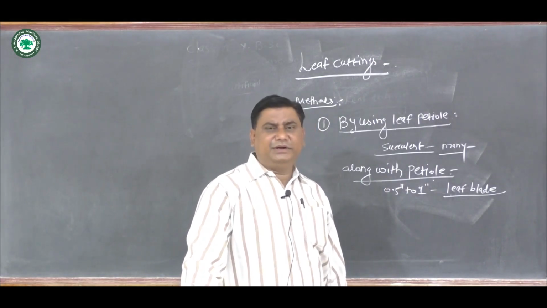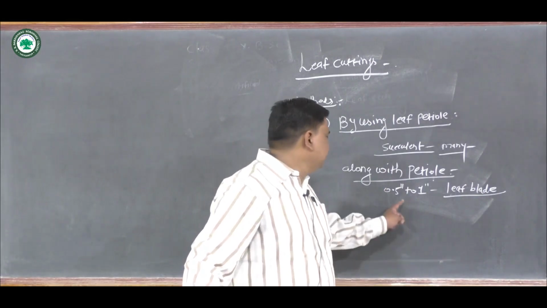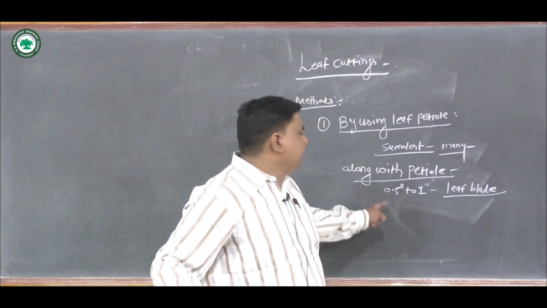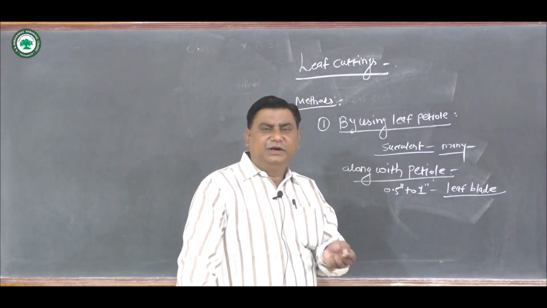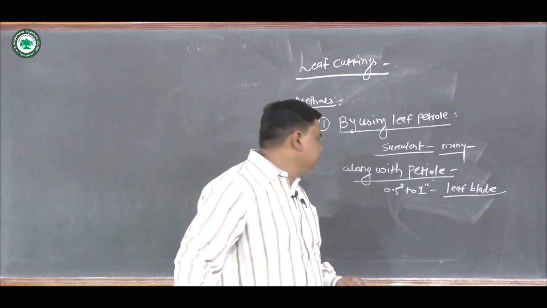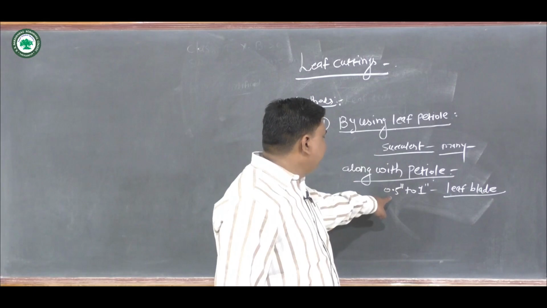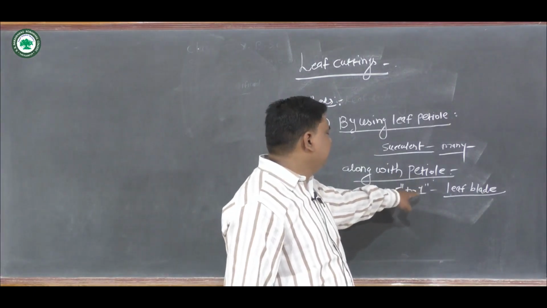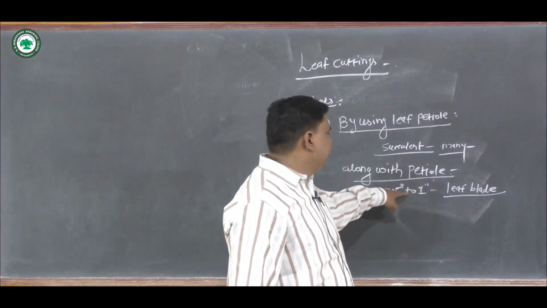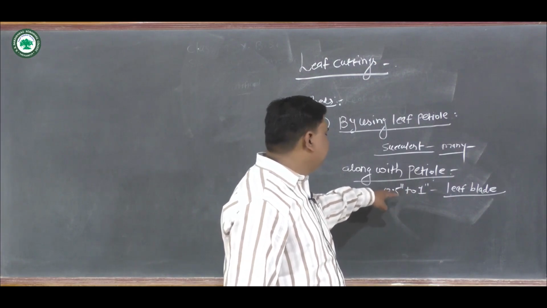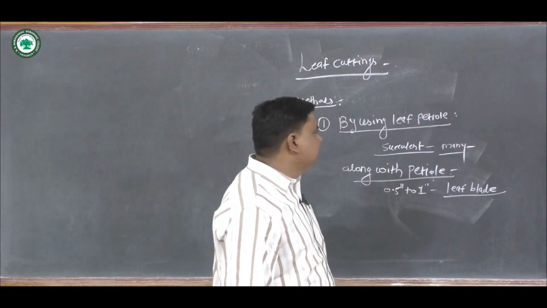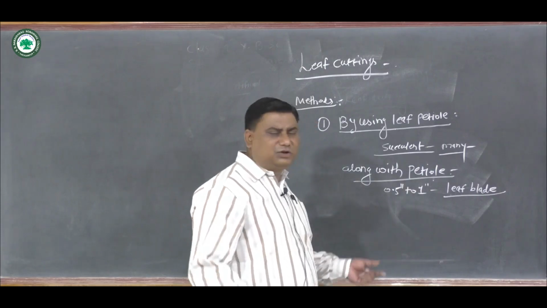Care should be taken when cutting the petiole. There is the particular bud, and the bud should be intact with the petiole. So a 0.5 to 1 inch petiole is left on the leaf blade when it is cut, and then there is a small hole.